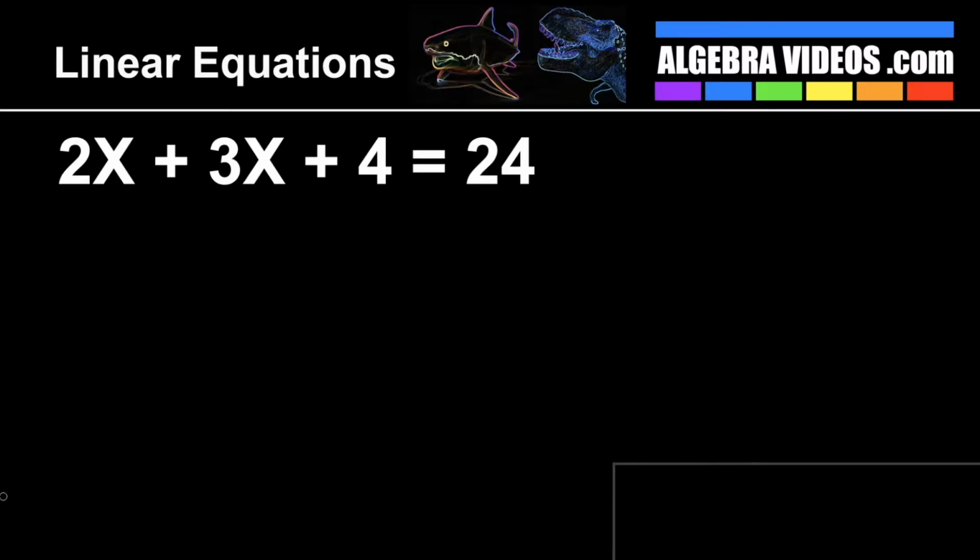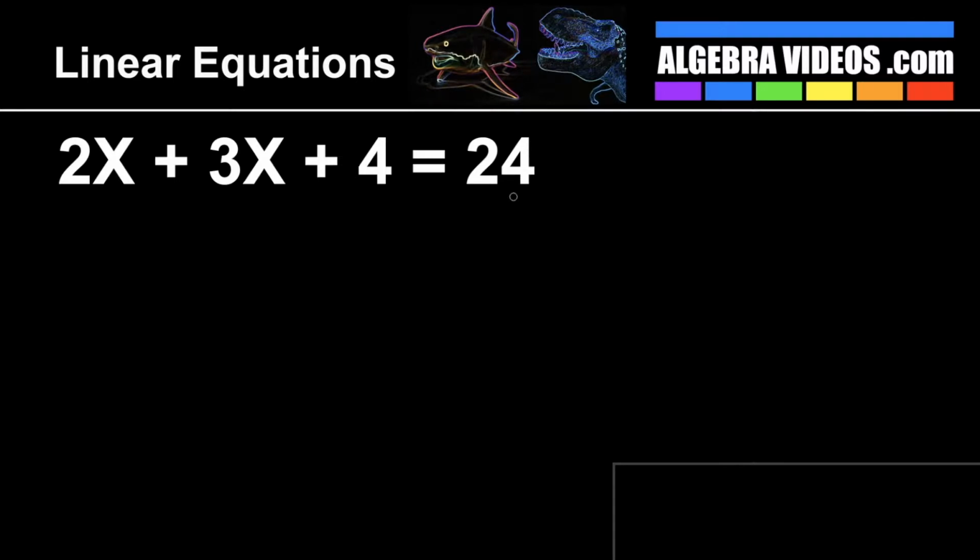2x plus 3x plus 4 equals 24. So this should be fun. We want to solve for x, or get x by itself on one side of the equation. Right now we've got two terms that contain an x: there's 2x and a 3x. And the number 4 by itself, that's a constant. And then on the other side we have the number 24 by itself.